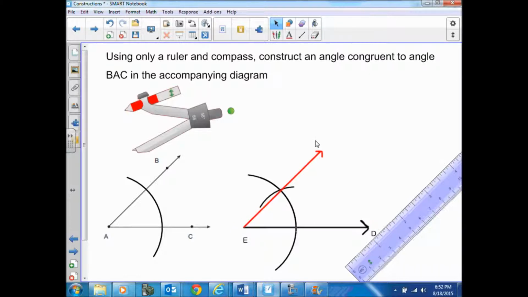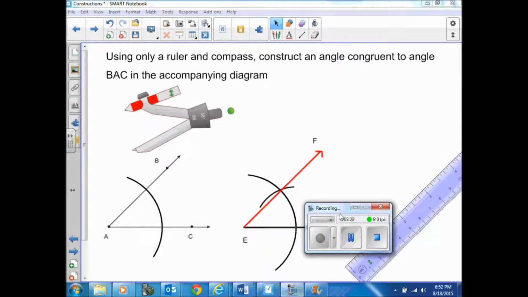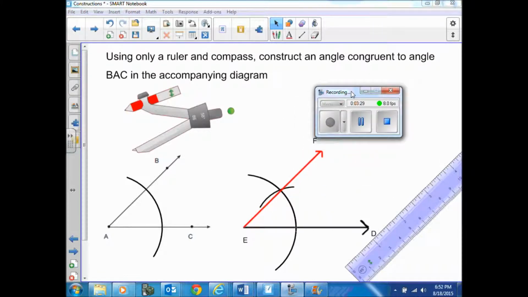They might tell you what to label it. They might not, but that's okay for what we did. So now we have two angles that are congruent. We're going to take an angle and actually do something else with it in the next part.